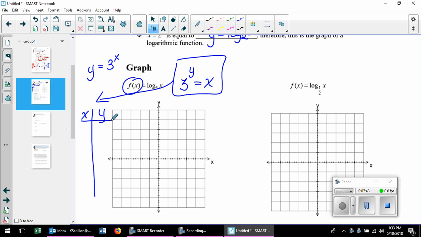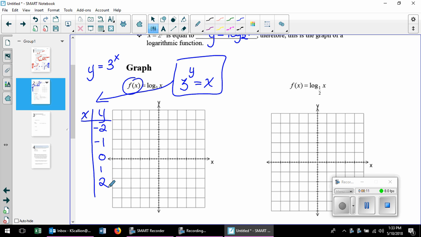So in this case, what am I going to pick? I'm going to pick my x values like I normally do, or I'm going to pick my y values. I'm going to pick my y values. Remember, they're just switching them, right? Like here, we would pick our x values. We're doing the inverse of it, so we're going to pick our y values. So this would be the -2, -1, 0, 1, 2.